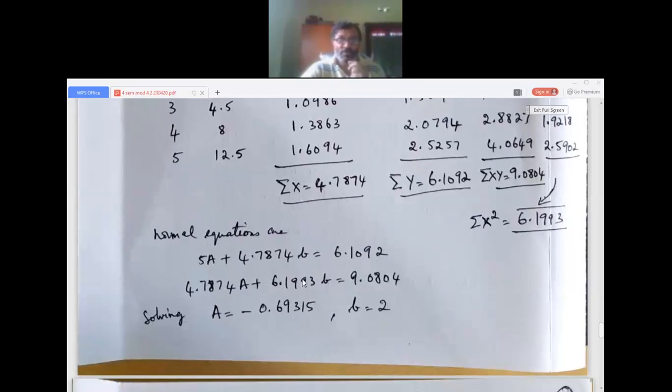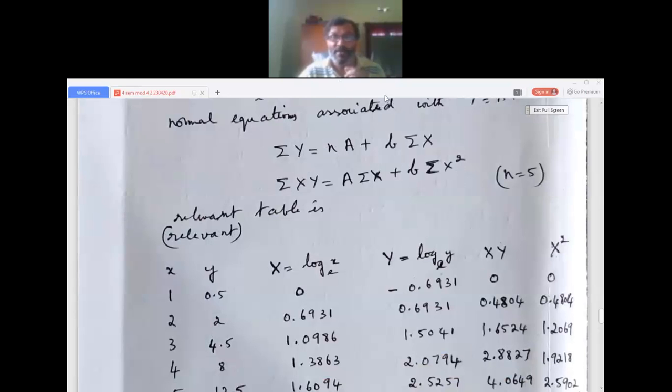So again, solve this using your calculator. You will get the constants A and B. Check whether I am correct, I might be wrong sometimes. So A is equal to minus 0.69315, B is equal to 2. From this I have to find the value of small letter a and y.